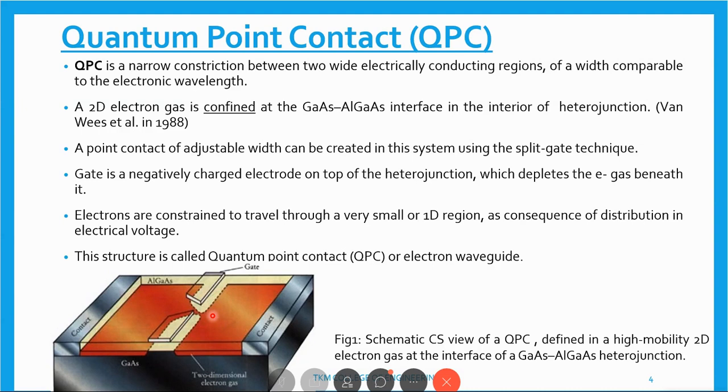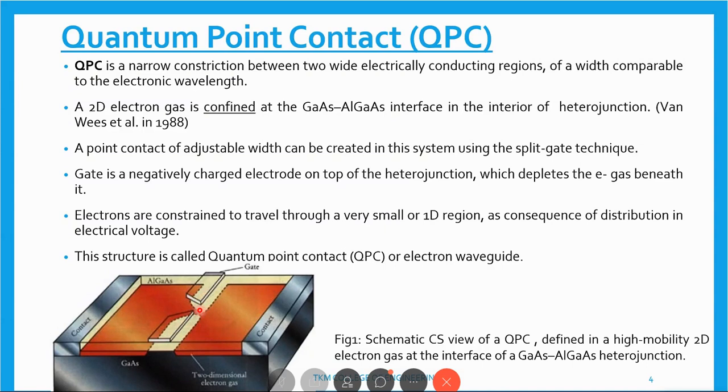Now, this 2D electron gas has a Fermi wavelength which is 100 times larger than that in a metal. So it is possible to study a constriction. Constriction means, so this is the constriction, right? It is possible to study a constriction with an opening comparable to the wavelength. This small opening is called a quantum point contact or QPC.